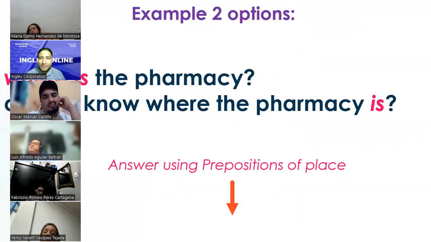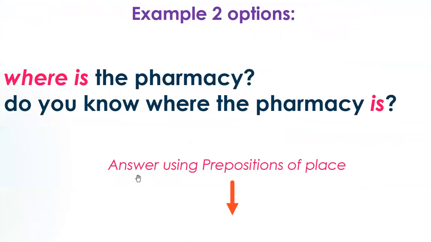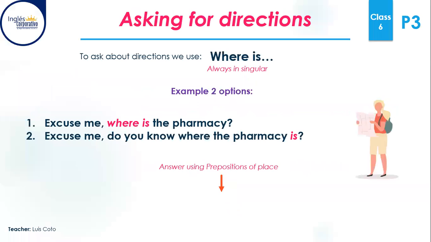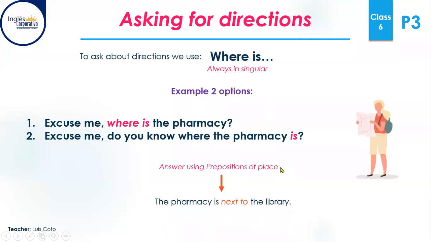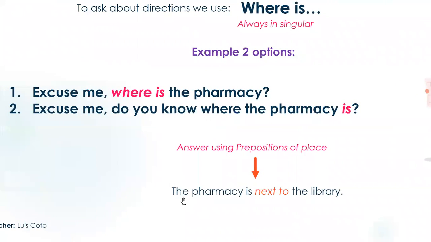Answer, please, can you read them? Let's see, Fabricio, continue with this part, please. That's where using preposition of place. Okay, let's repeat this word, answer. Answer using prepositions of place. Okay. And the answer can be? If the pharmacy is the library. Correct. Library. Okay, it's better.